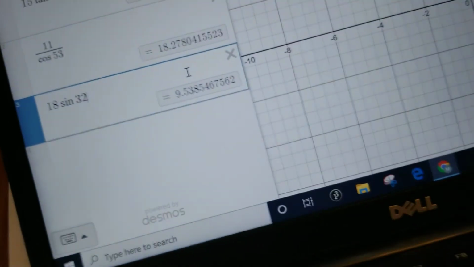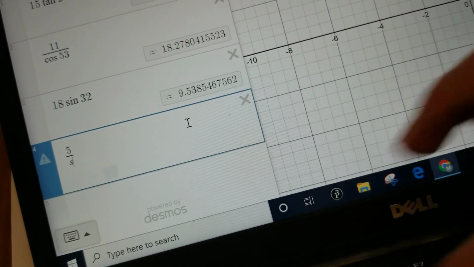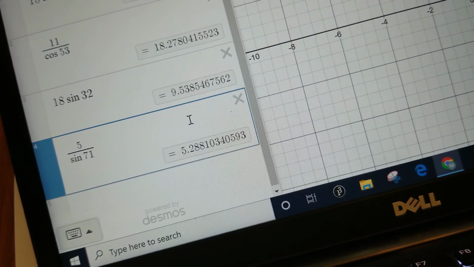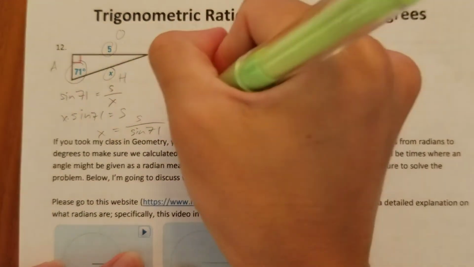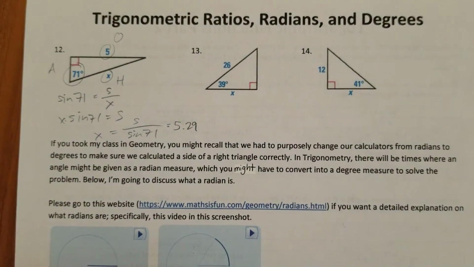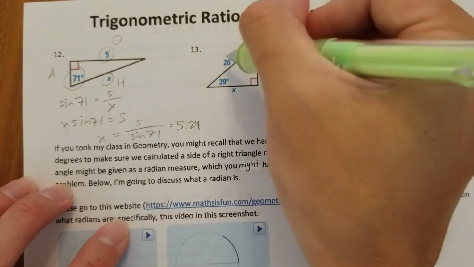So just type that in. 5 divided by sine of 71 is about 5.29. So x is about 5.29.